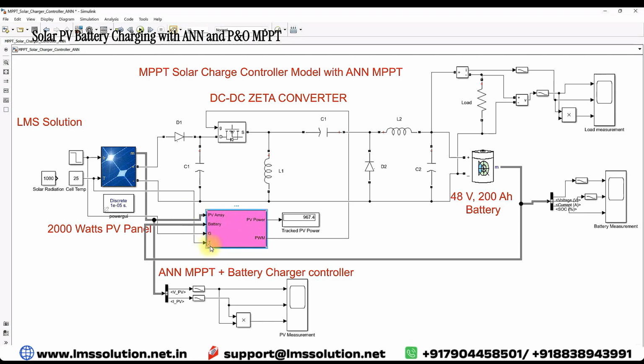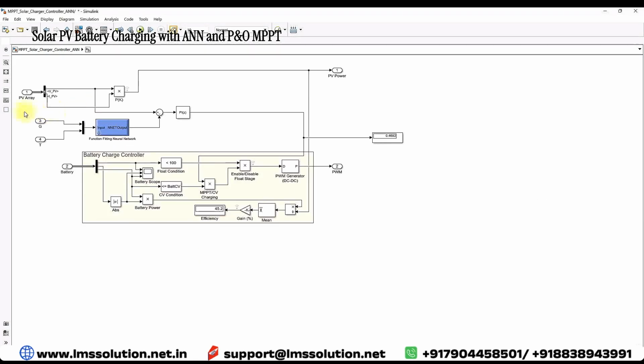When you go inside that MPPT block, it contains the ANN MPPT. That ANN model receives two inputs, irradiation and temperature. Based upon irradiation and temperature, this model will generate the V reference voltage, or peak power voltage. The peak power voltage is compared with the PV voltage, and then it's processed via a PI controller. That PI controller will generate the duty cycle.